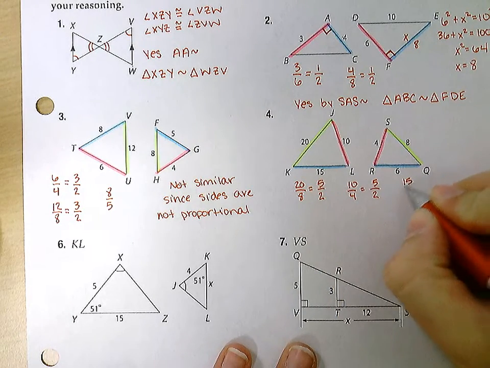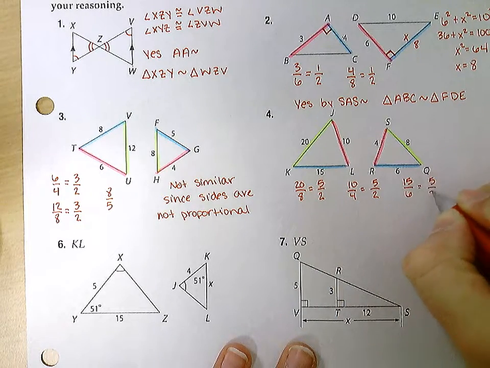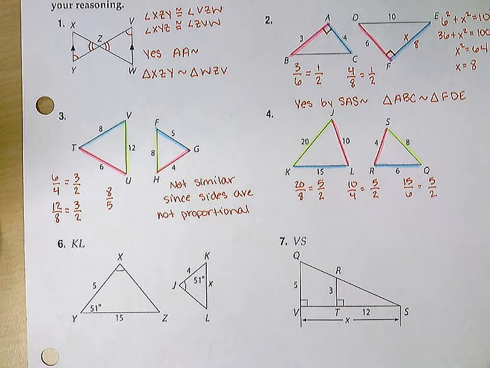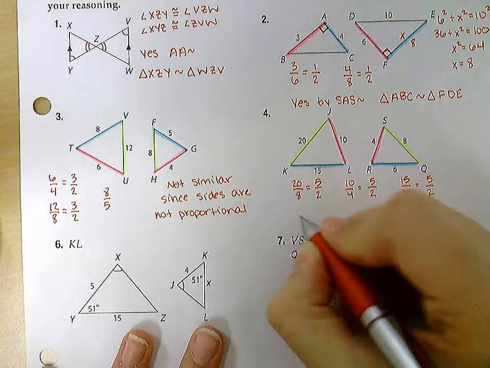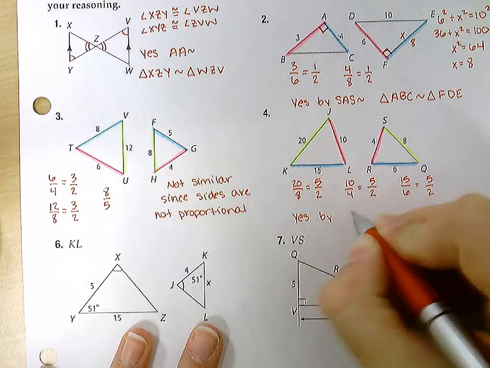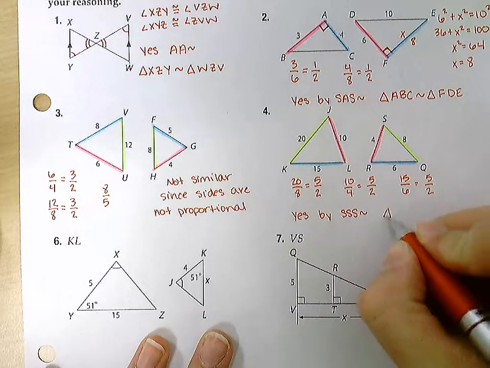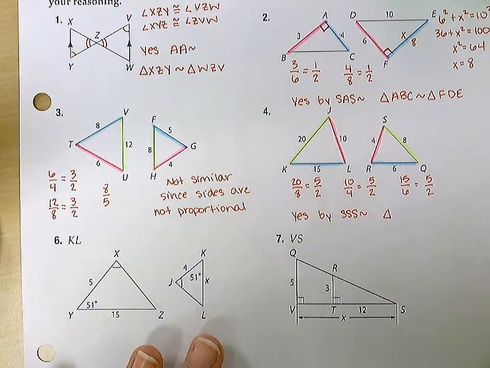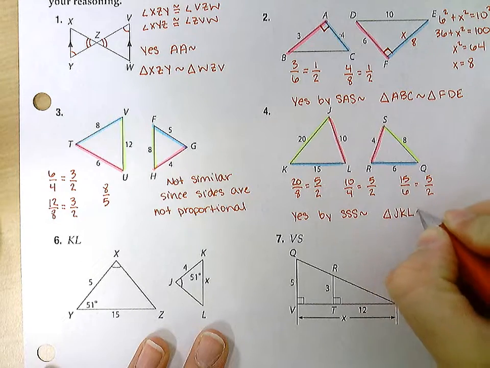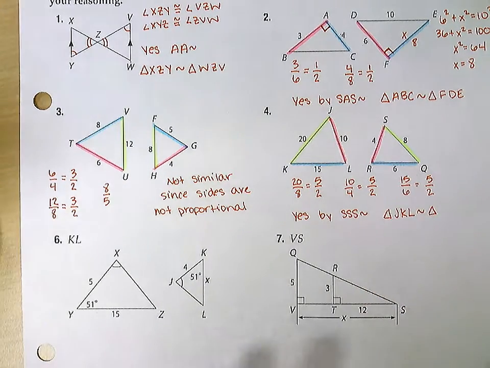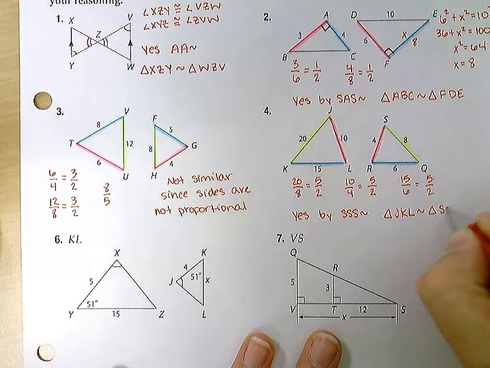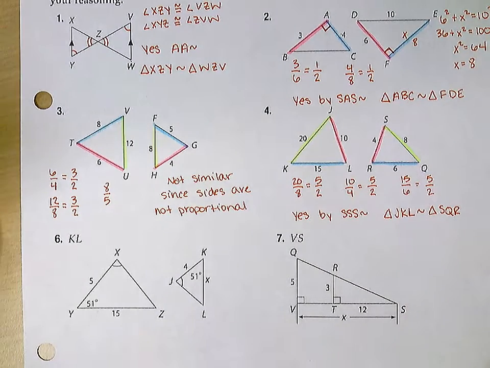And then last one, I have 15 to 6. Again, 5 to 2. Okay, so all 3 of these have the same reduced ratio. So yes, they would be similar by side, side, side similarity. And then I can say triangle JKL is similar to triangle SQR. Now you may have switched your letters around, but you do want J to be with S, K to be with Q, and L to be with R.